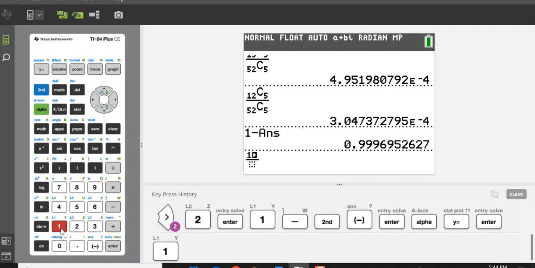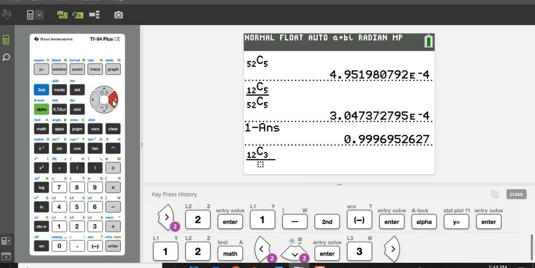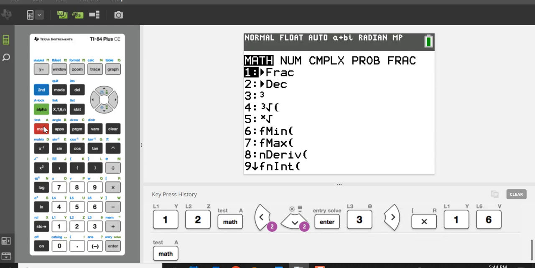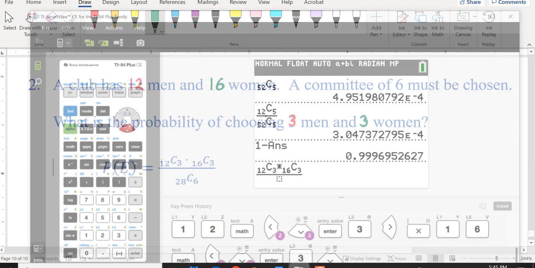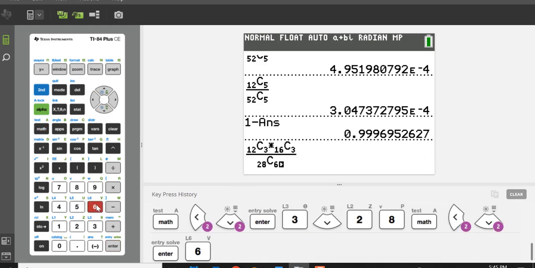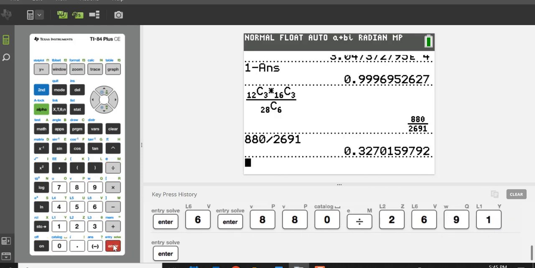Fraction. 12 pick 3, times 16 pick 3, over 28 pick 6. And as a fraction, let's see, let's just type it in. 880 over 2691. I get 0.3270.